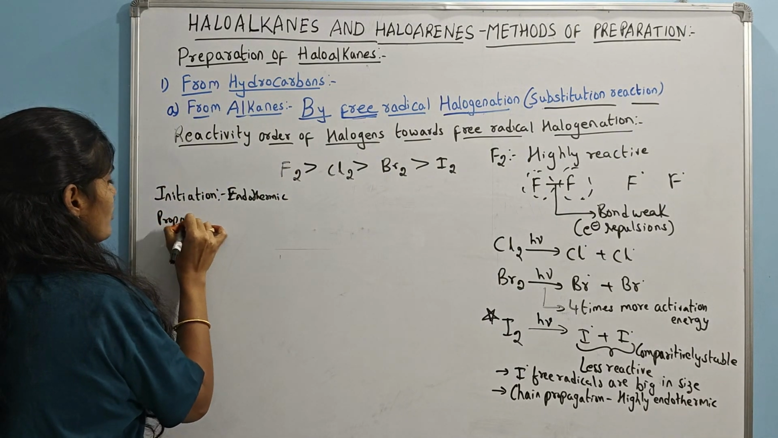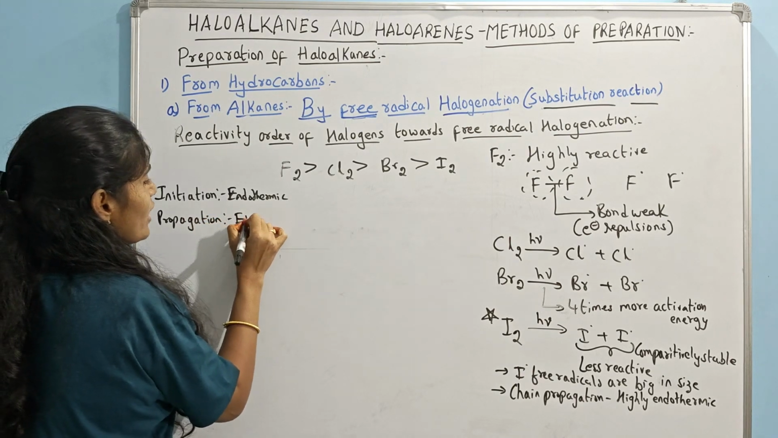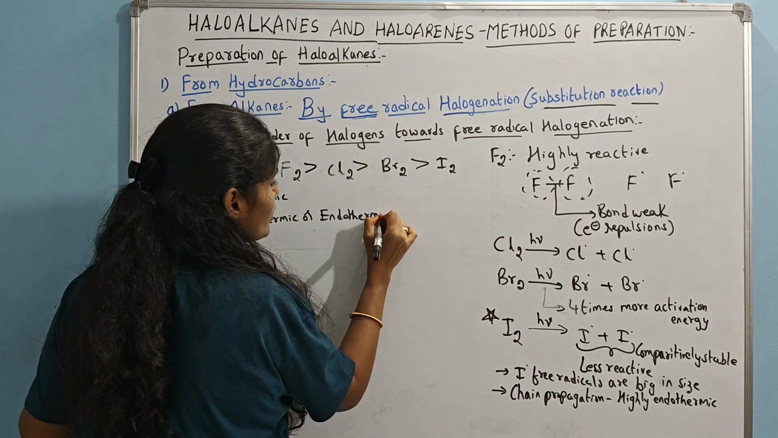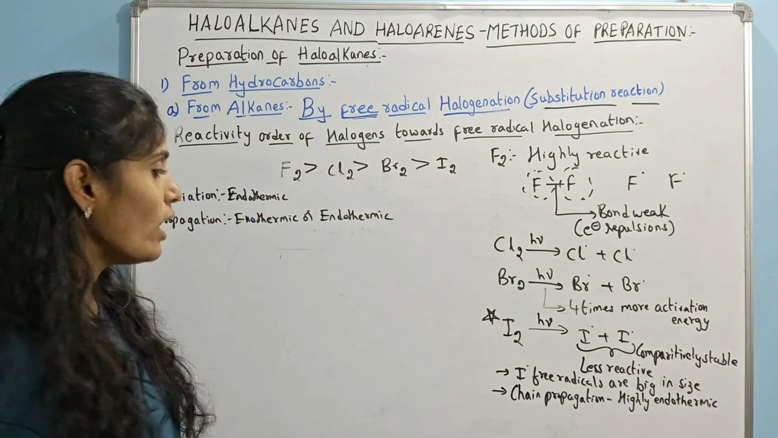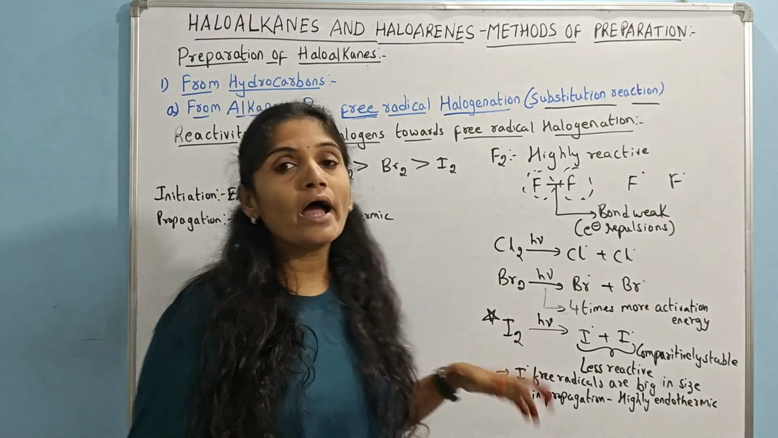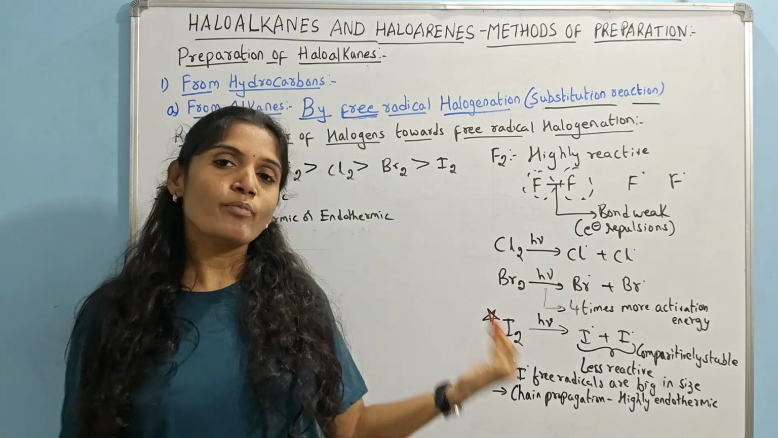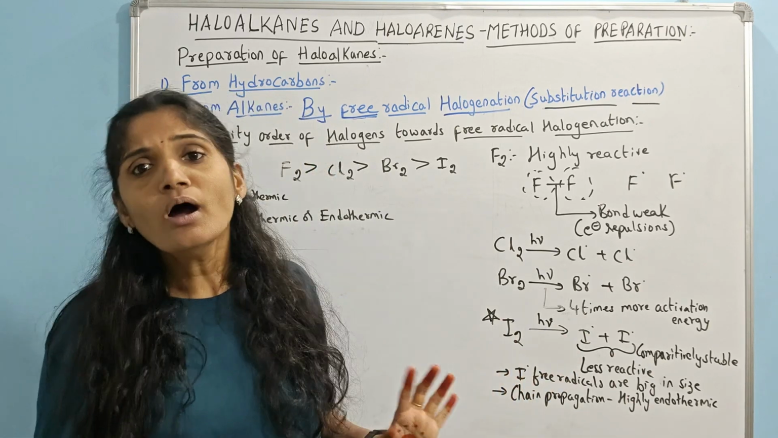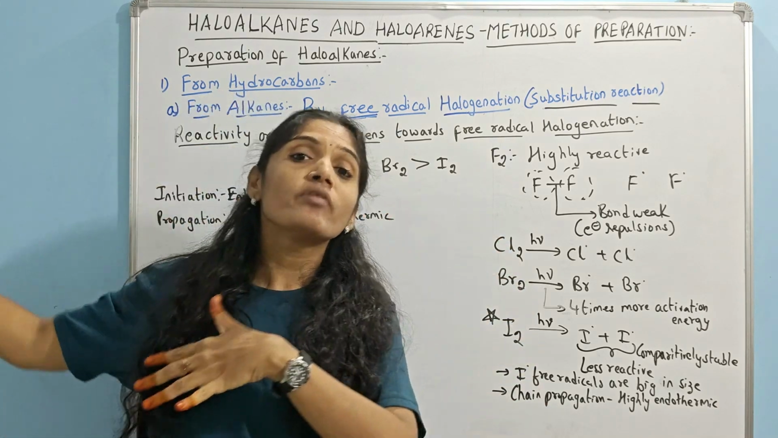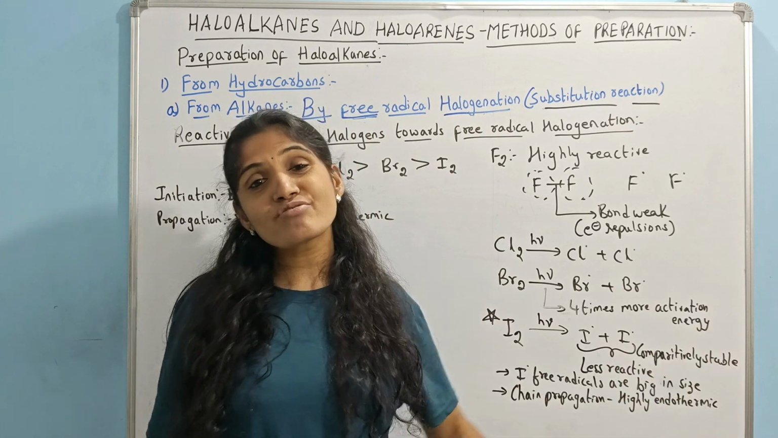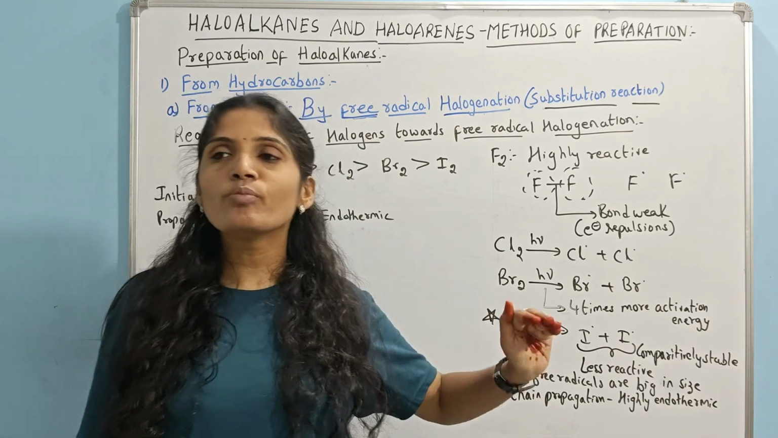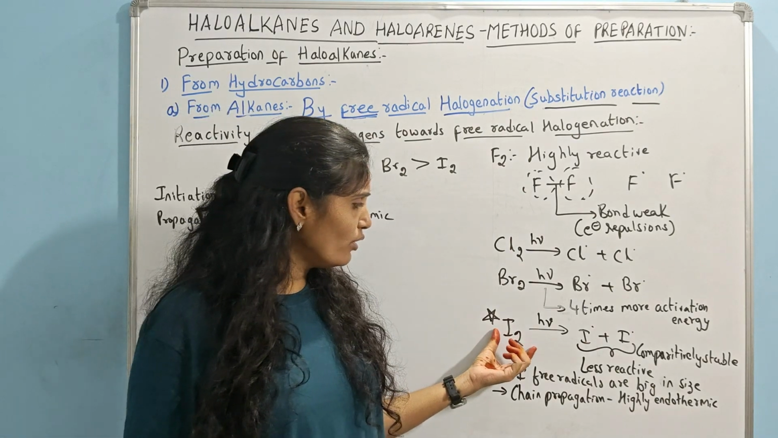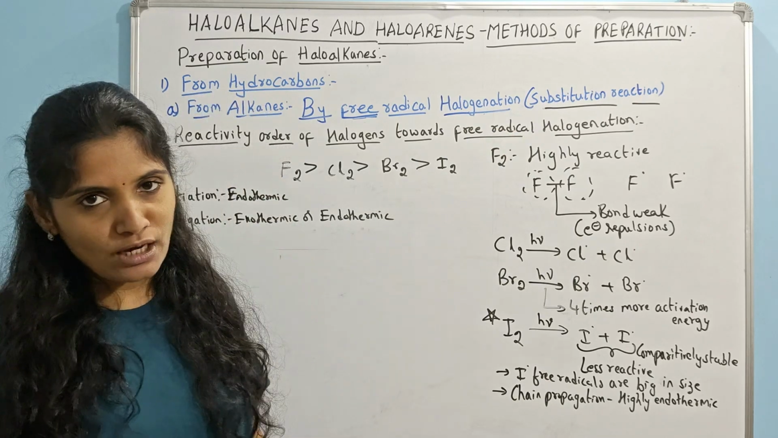Now when you come to the propagation step, it can be exothermic or endothermic depending on the halogen you take. When you come to iodine, this chain propagation is highly endothermic. When you have to supply a lot of energy for propagation, it is very difficult. For the other halogens it is also endothermic, but not so highly that the process is difficult to take forward. But with iodine, the chain propagation step is highly endothermic, so the reaction is very difficult to proceed further and it becomes very less reactive. So these are the various reasons why iodine has very less reactivity towards free radical halogenation reactions.